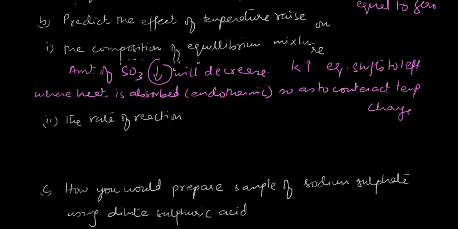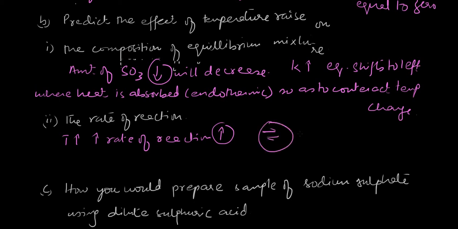Now, what is the impact on the rate of reaction? As we increase the temperature, the rate of reaction increases. It is faster. Why is that? Since the temperature is raised, both the forward and the backward rates of reaction are increased.